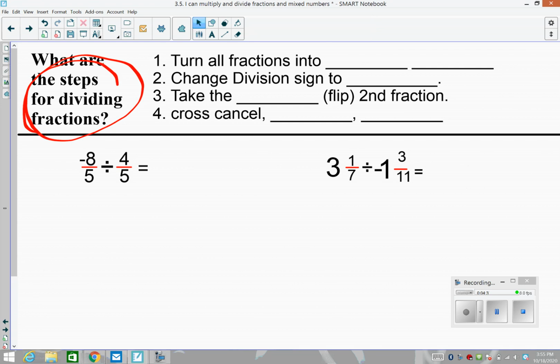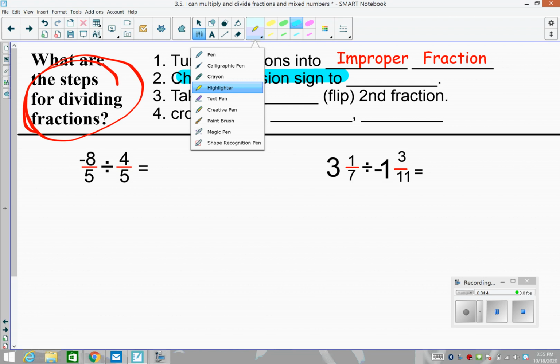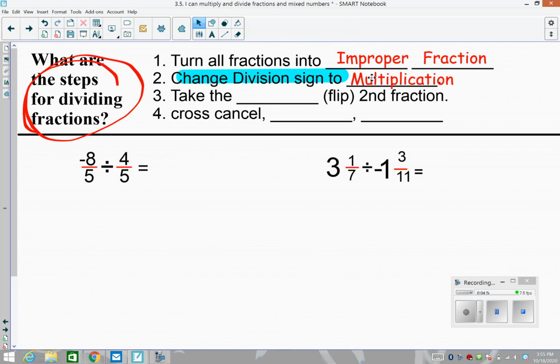So you're still going to turn them into impropers, like you always will. Super, super, super important. I'm going to put this in a giant highlighter. You have to change the division sign to multiplication. You should have learned that in elementary school, that we change all division of fraction problems to multiplication by the reciprocal. So hopefully this rings a bell from earlier days. The only difference in our lesson today is it has negatives.